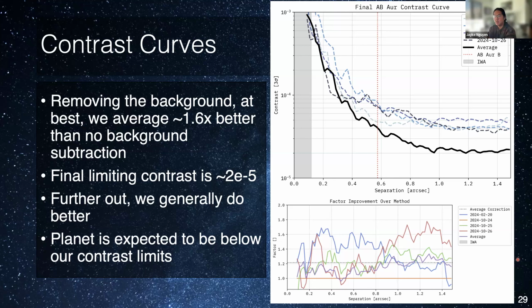That's probably because we're speckle dominated close into the star, but background dominated as we move further out. And yeah, so we're not seeing the planet, but this was a really interesting study.